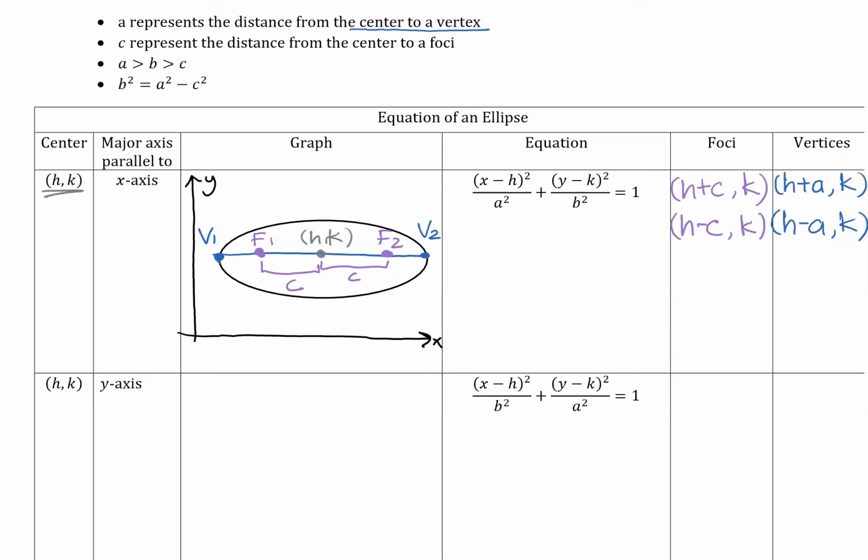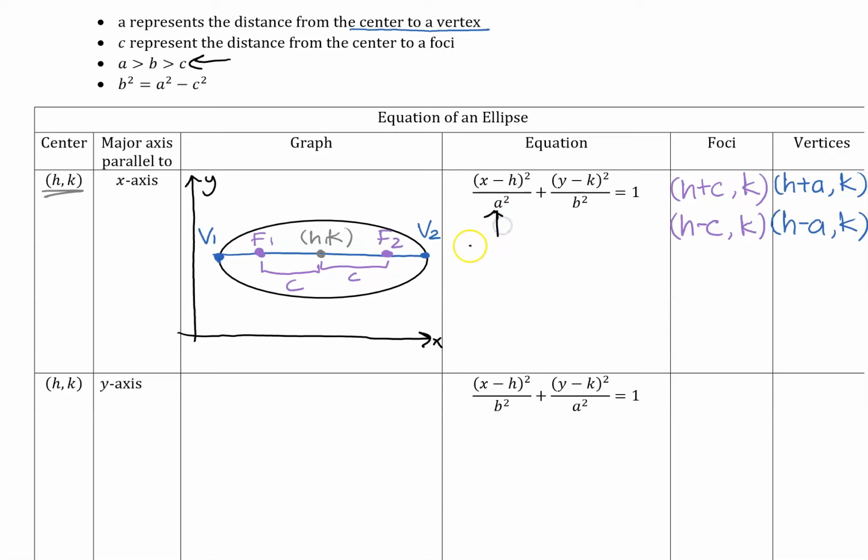The general equation of an ellipse whose major axis is parallel to the x-axis is given here. (x − h)² divided by a² plus (y − k)² divided by b², and that's all equal to 1. This is the standard form of the equation of an ellipse. Notice that a is under the x term. The third bullet point here tells us that a is always larger than b, and b is always larger than c. So if a is bigger than b, a squared is bigger than b squared.